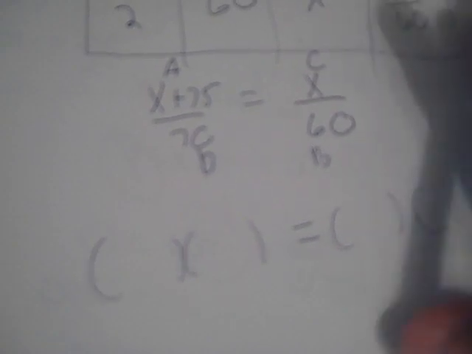That needs to be set up, the equation with double parentheses on each side. And we know that A times B will always equal C times D. So A is x plus 75 times 60. And C is x and D is 70. So you can put ones here.